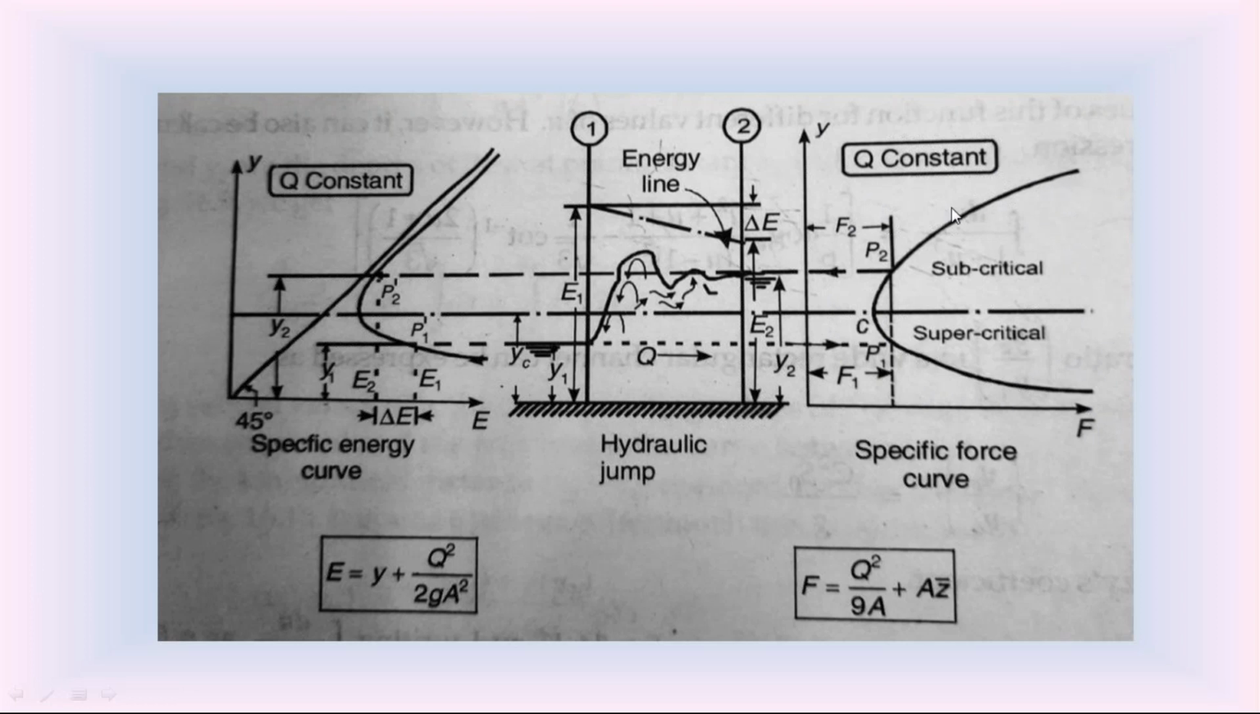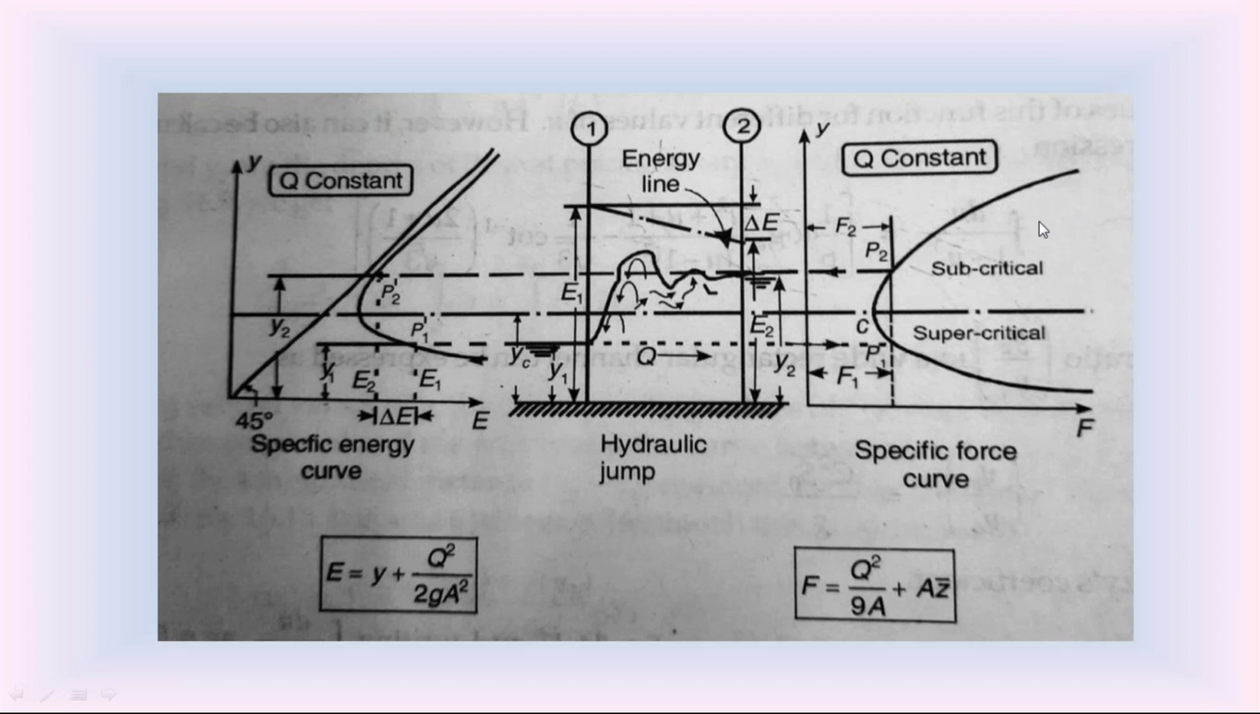This curve is called the specific force curve. This is a parabola. We call this curve the specific force curve. We got this curve from equation 5, F is equal to q square by gA plus A z bar. From that equation 5, we got this curve. This is called the specific force curve. Check this specific force curve.